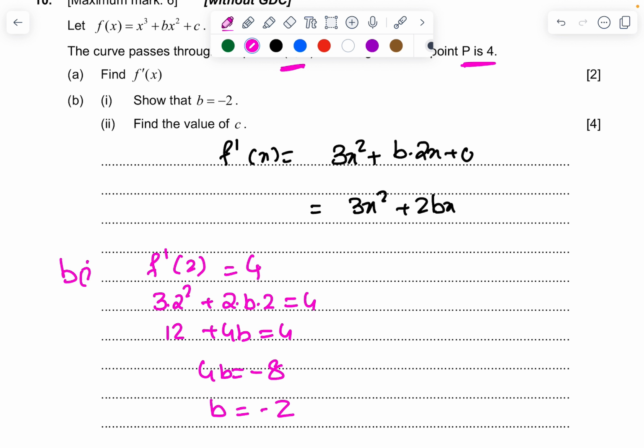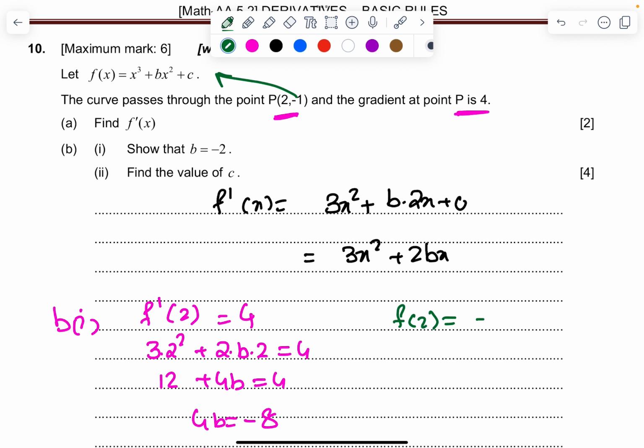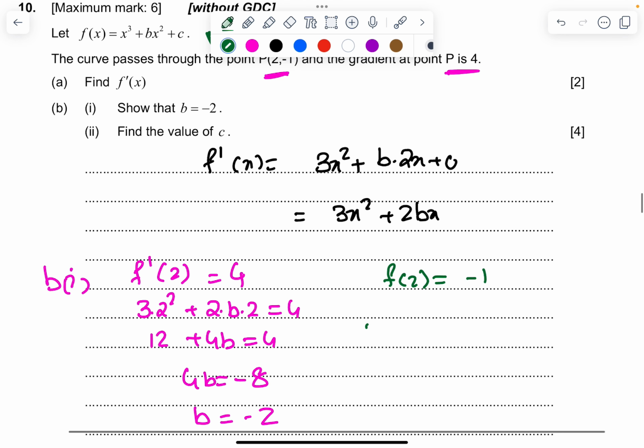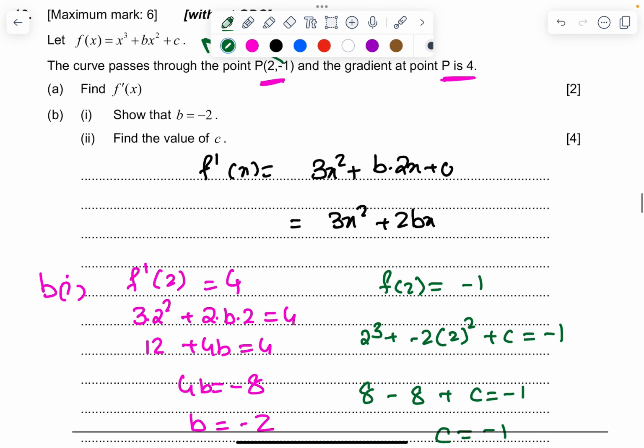That was part B, part 1. Find the value of c. Now we know that this point lies over here, so f of 2 should be equal to negative 1. So 2 cube plus b, which was negative 2, times 2 square plus c should be equal to negative 1. So 8 minus 8 plus c equals negative 1. So c equals negative 1. That's going to be the answer.